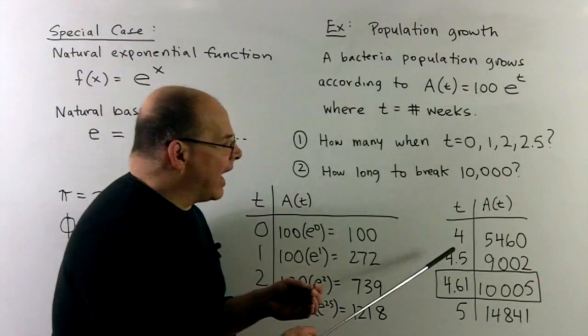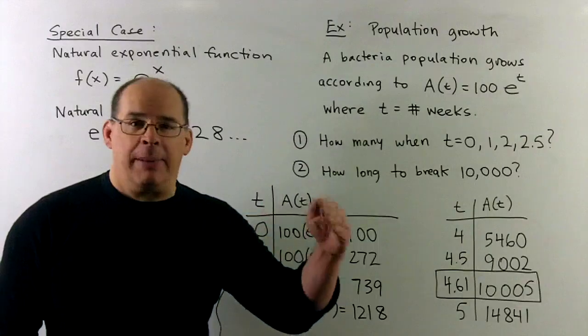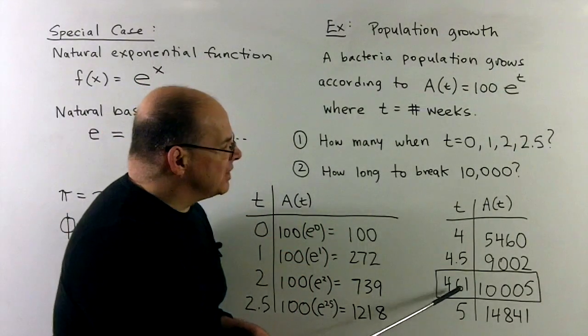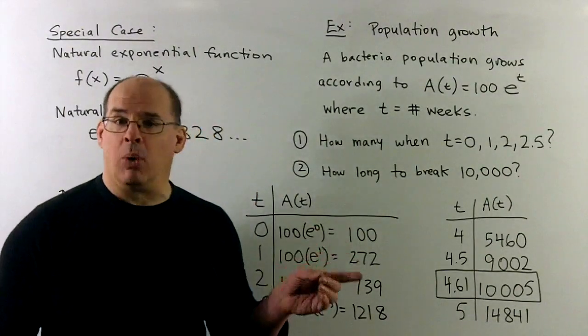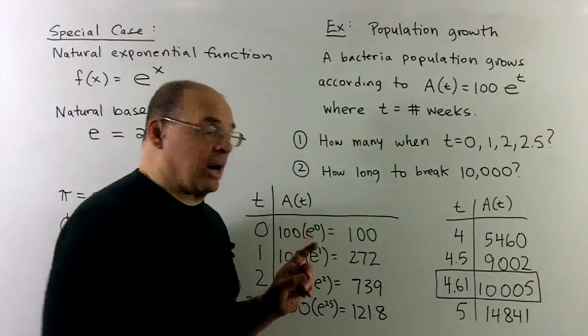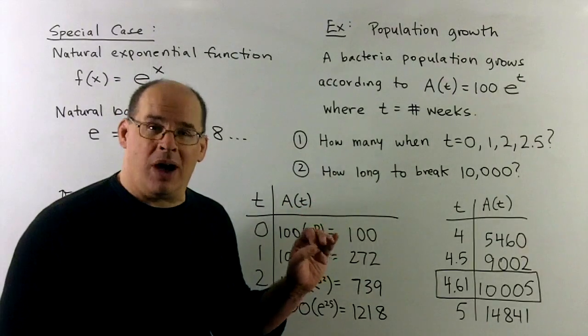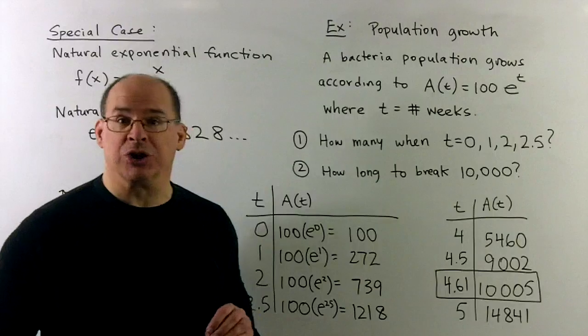If I try 4.5, we get about 9,000. And then I could just keep playing this game until I narrow it down. I'll wind up with 4.61 getting us to the 10,000, a little bit more than what we were looking for. A better way to get that 4.61, or how I actually got that 4.61, is logarithms. So, coming up eventually.